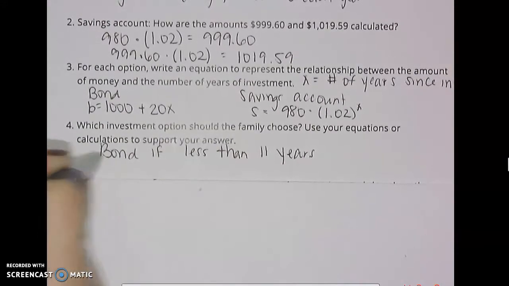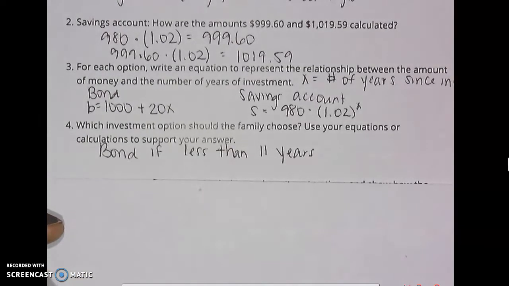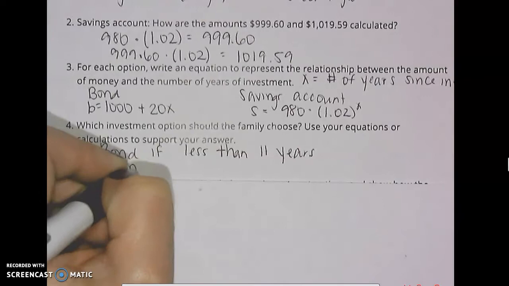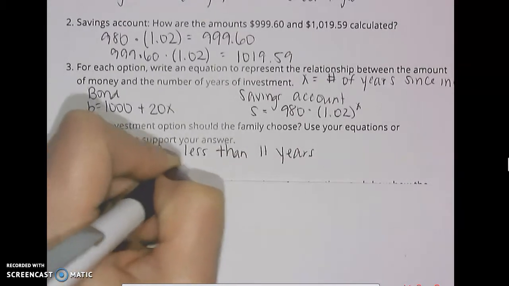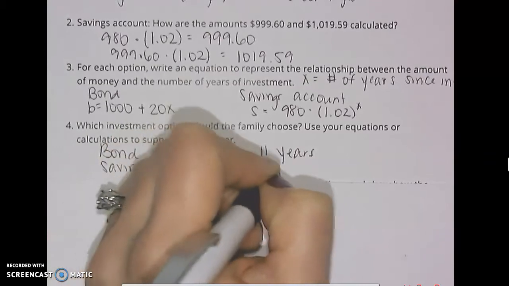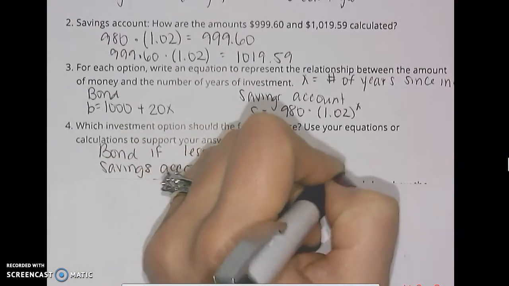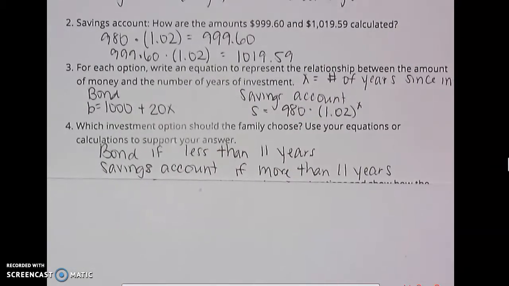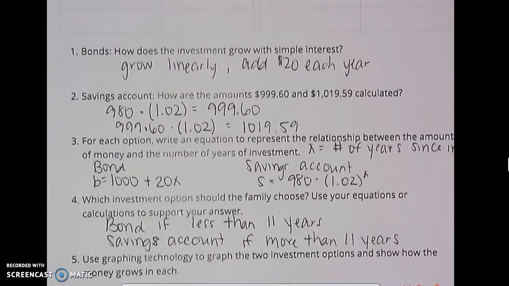So we want to choose the bond if we're going to invest this money for less than 11 years, because that's going to be a higher amount. The savings account, we would want to choose if it's more than 11 years. So let's actually look at that on a calculator really quick.